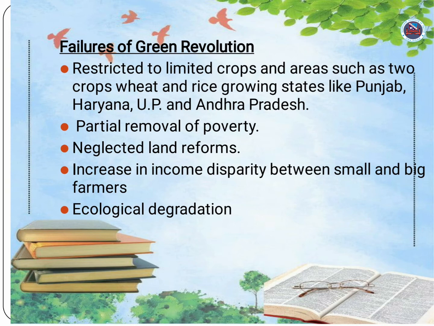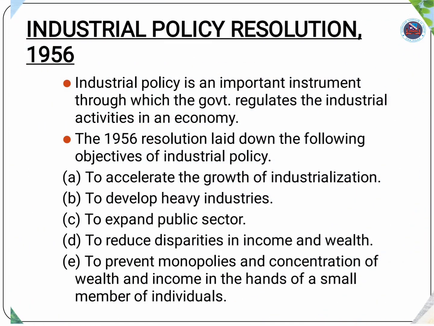The second failure here is partial removal of poverty. The third, they neglected the land reform. Fourth failure, increase in income disparity between a small and a big farmer. That is, there is an increase in income inequality between the small farmers and the big farmers. And lastly, there is ecological degradation. Use of modern means of technology results in the loss of soil fertility and ecological imbalances.